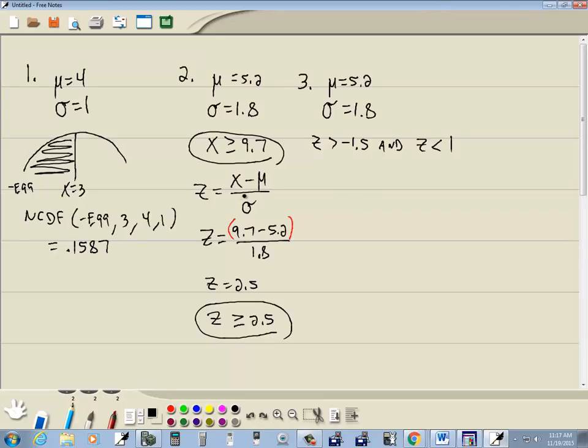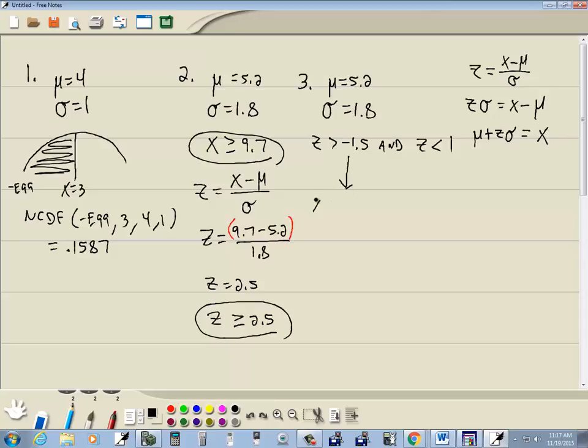Now this is using the same formula, we're just going in reverse. So what I could do is solve this for x, and that'd make my life a little bit easier. So if I got z is equal to x minus mu over sigma, I can multiply both sides by sigma. So we got z times sigma is equal to x minus mu. Take the negative mu over, and we get mu plus z sigma is equal to x. Okay, so that's the formula we use.